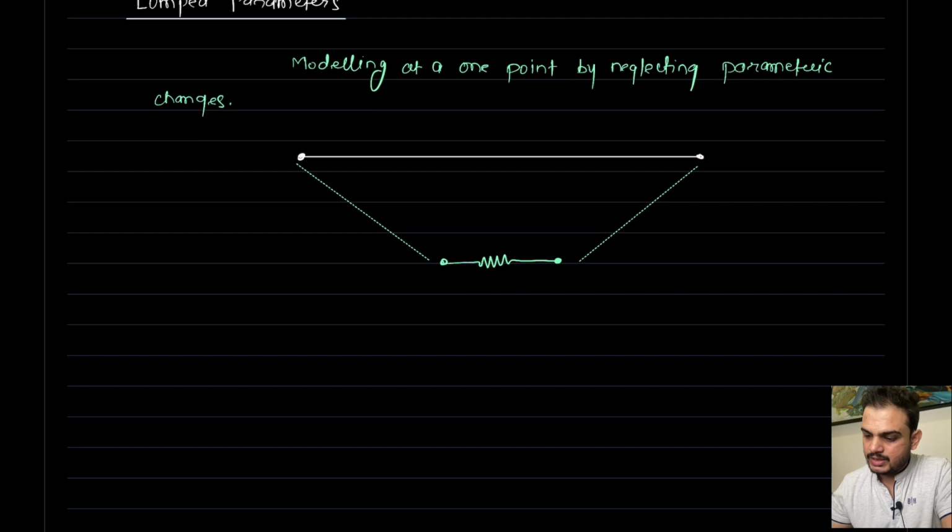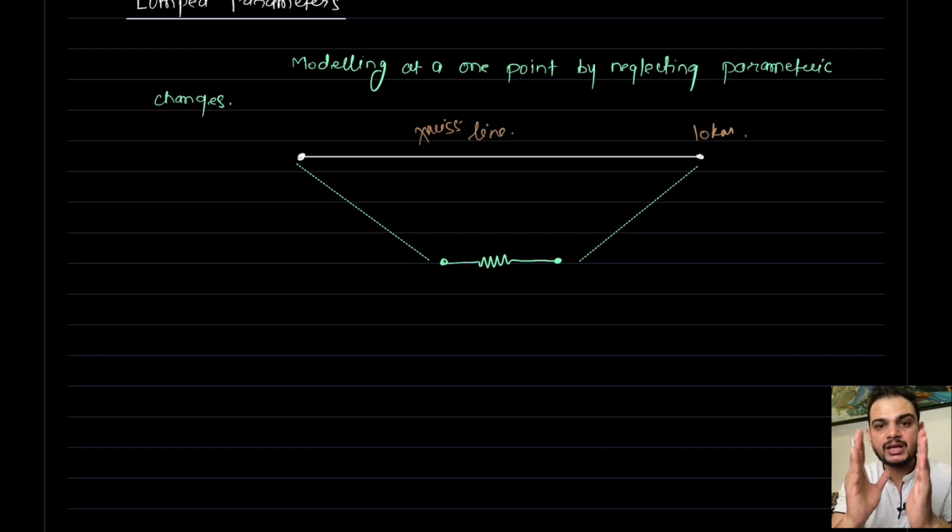Now listen here. For example, this is my transmission line, and let's say it is a 10 kilometer line. Then I can lump this 10 kilometer line into a single resistor, single inductor and single capacitor in the form of what? An RLC circuit. We are lumping the resistor, inductor and capacitor by neglecting parametric changes or surrounding and environmental conditions.